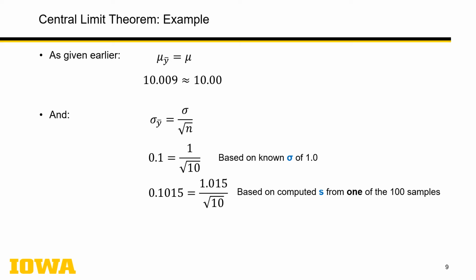It was around 0.099, something like that. But here, just taking one of the 100 samples, throwing in its sigma, which was around 1.015, as we also would expect, divided by square root of 10, you get 0.1. So again, the standard error approximated from any one sample comes very close to obtaining the actual standard error of the entire population. And that's what, again, the central limit theorem states.